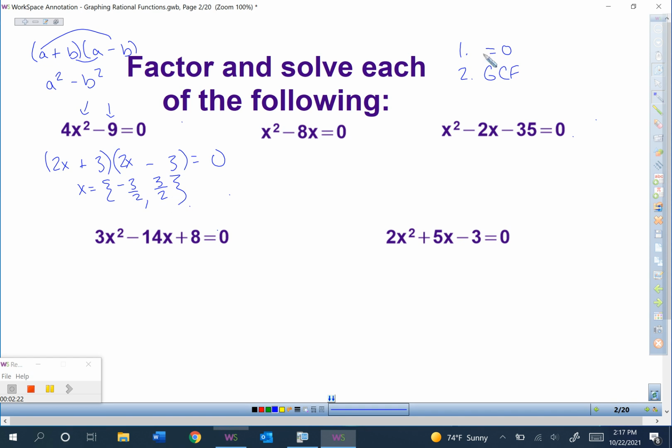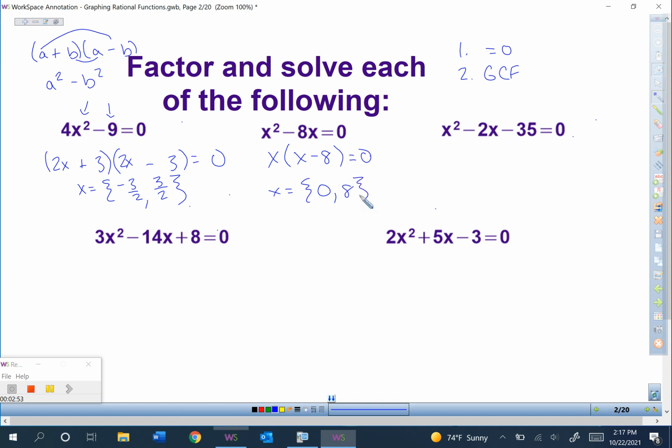Second one, already equal to 0, so we're just looking for a GCF. Okay, I told you factors can be numbers or variables. In this case, our GCF is a variable. We want to take out that x, and then we're left with x times (x minus 8) equals 0. Still have two answers here. So I've got x equals, the first one says x equals 0, nothing to move, it's just 0. Second piece, we've got to add the 8 over so it becomes a positive 8.